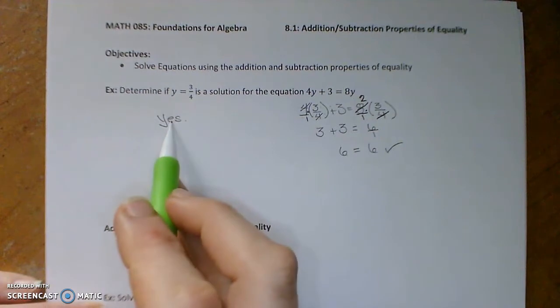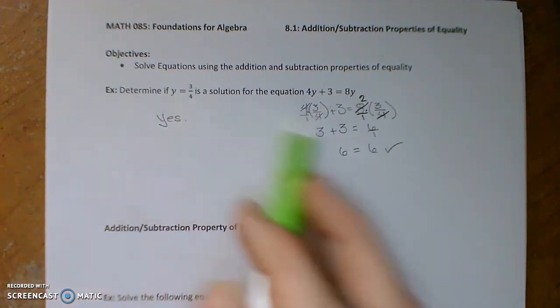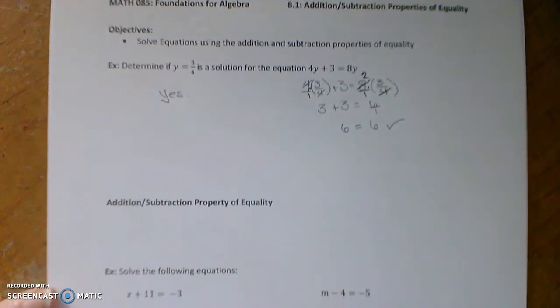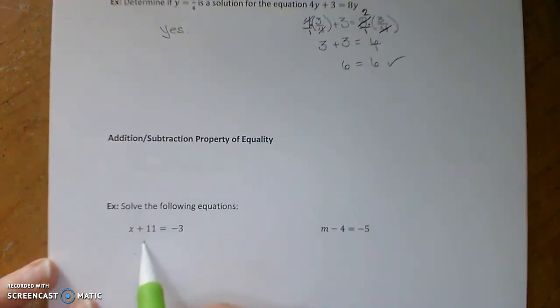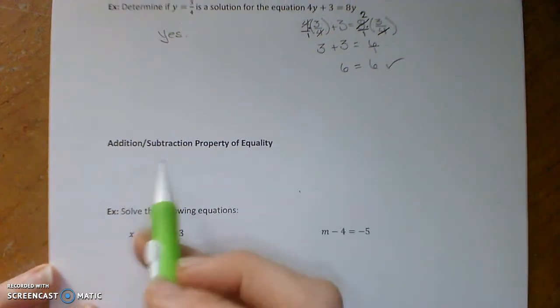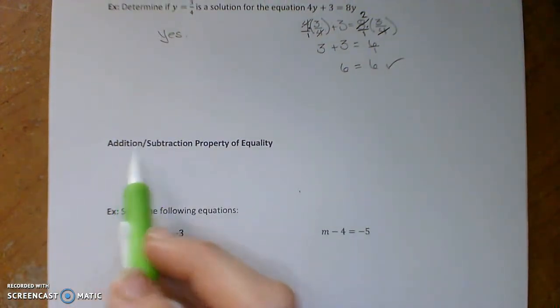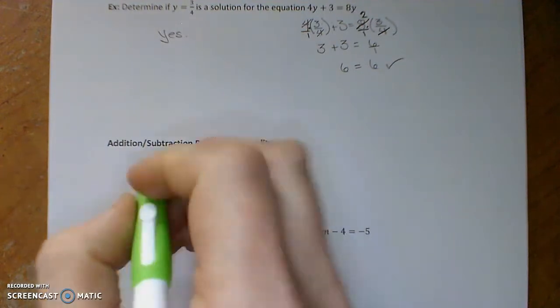All right, so now we know how to recognize a solution when someone presents us with a solution, but how do we solve equations? How do we come up with our own solutions? And we've seen this in the past. We use the addition or subtraction property of equality.